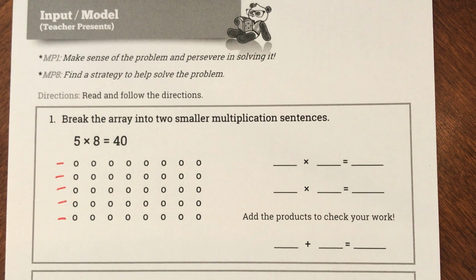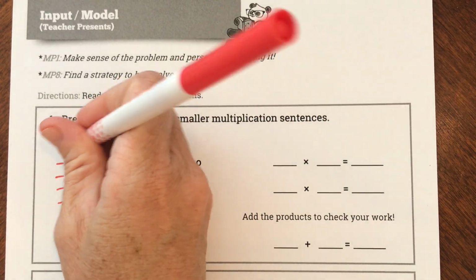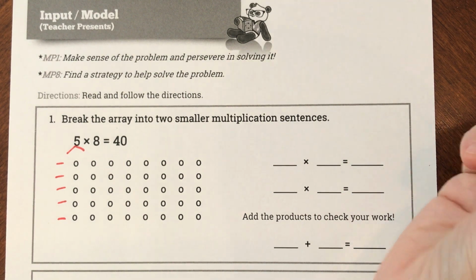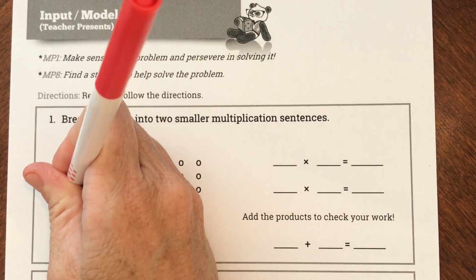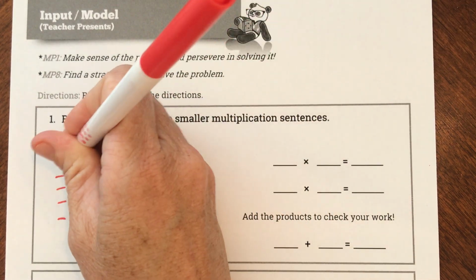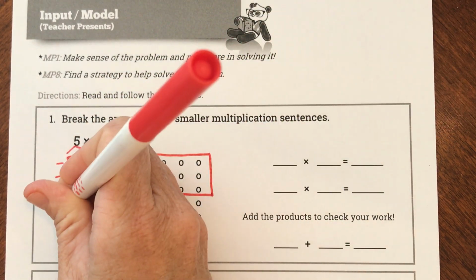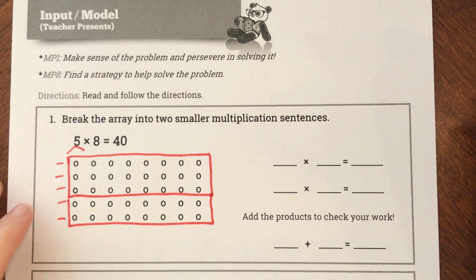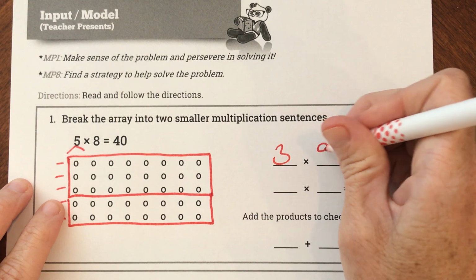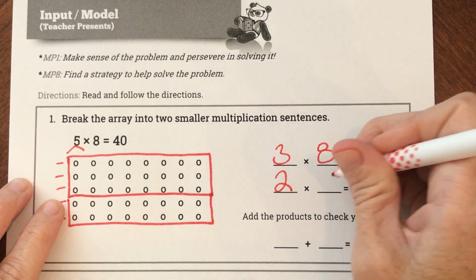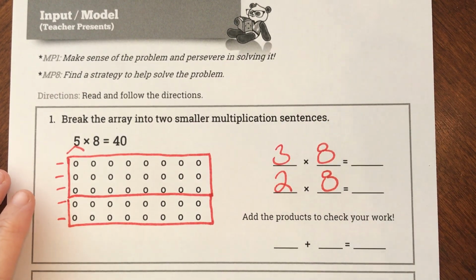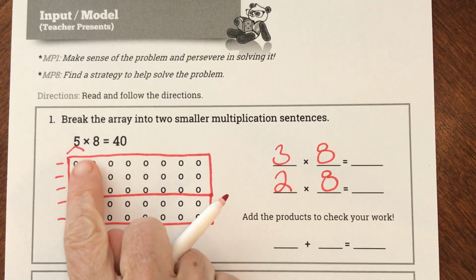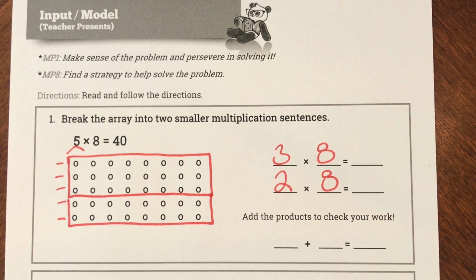Well, what they want me to do is break it up. So I'm going to break up the 5. So instead of having 5 rows of 8, I'm going to have 3 rows of 8 and 2 rows of 8. So I'm going to have 3 rows of 8 and 2 rows of 8. So I broke up my 5 or decomposed it into 3 rows and 2 rows.